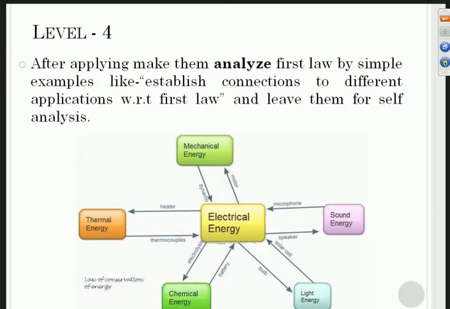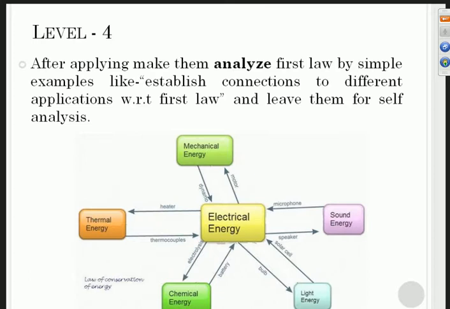Now let us go for level 4. As I said, level 2 and level 4 both are correlated. After applying, make them analyze the first law by simple examples, like establishing connections to different applications with respect to the first law, and leave them for self-analysis. Now consider one example which I have quoted. Electrical energy is converted to mechanical energy.